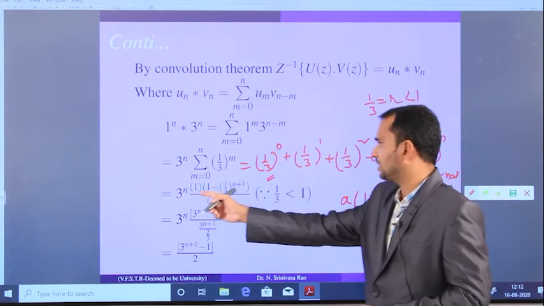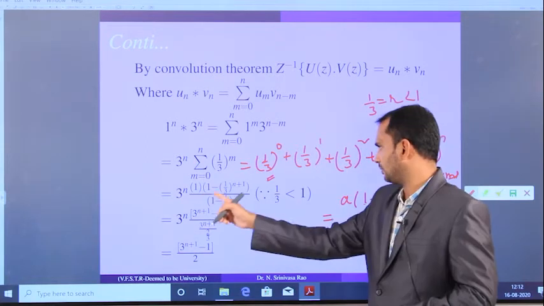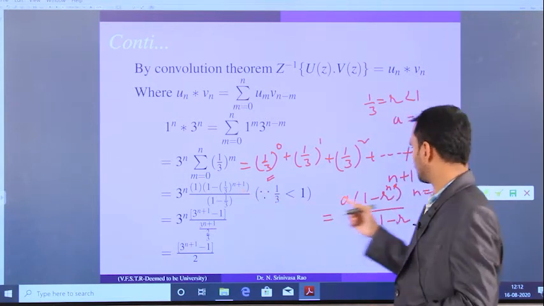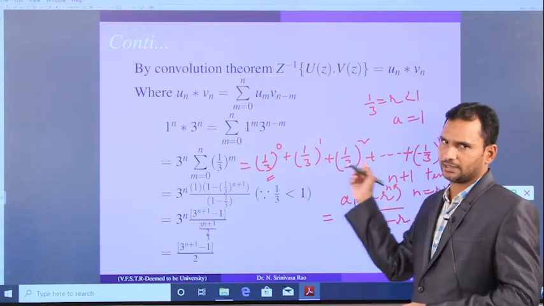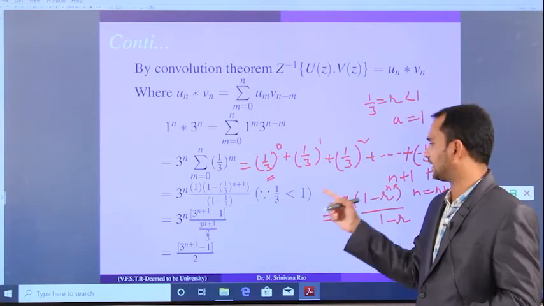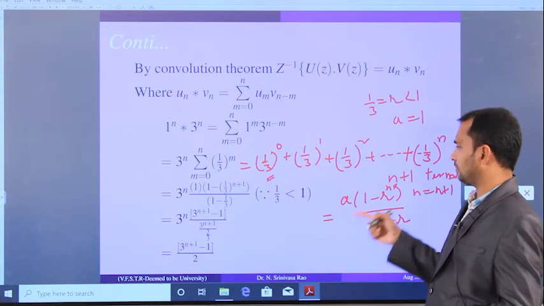So therefore, it is 3 power n into a is 1 minus r power n plus 1. Why is it n plus 1? Since these are n plus 1 terms. If it is n terms, it would be power n, but it is n plus 1 terms, so divided by 1 minus r. So r is 1 by 3.